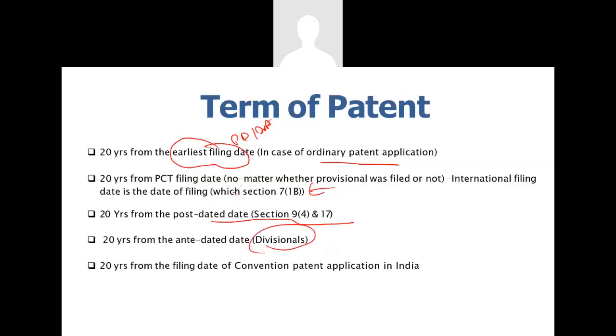For divisional and for patent of addition, like I said, it's the date antedated because both are emerging from the parent only. So that would be the date of filing for both divisional and patent of addition. Both expire on the same day as that of its parent application, parent patent. For convention application, it is the 20 years from the date of filing convention application in India. So that's about patent term and the priority date.